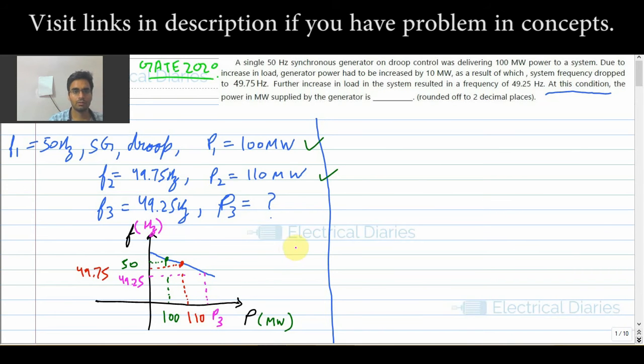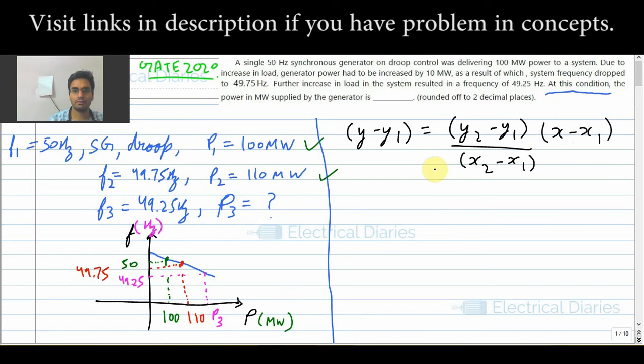So simple, it has now become a straight line equation problem. You just have to write down the equation of this line. I hope you know the formula for the equation of any line when 2 points are given to us: y minus y1 equals y2 minus y1 upon x2 minus x1 into x minus x1, where x1 comma y1 is 1 point. Let me say this point is your x1 comma y1 and this point is your x2 comma y2. So now you just have to put the values.